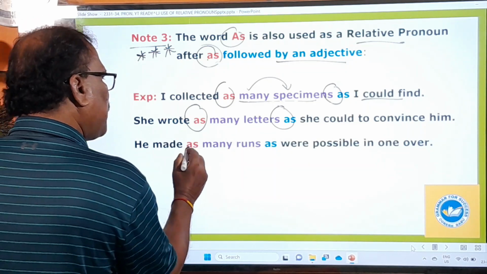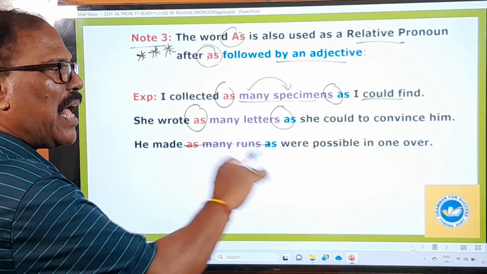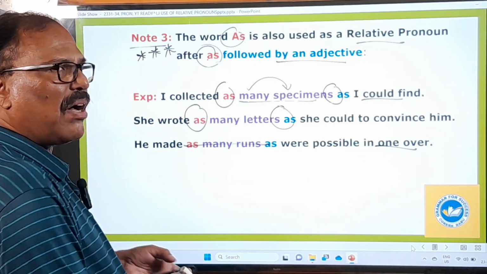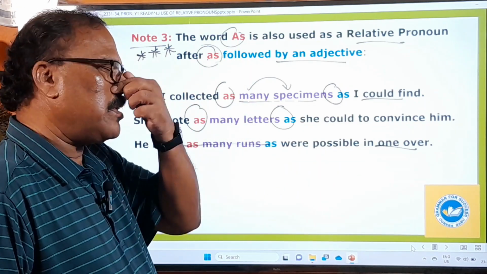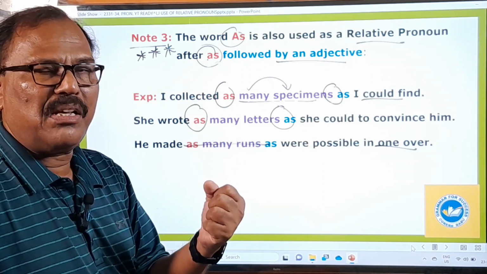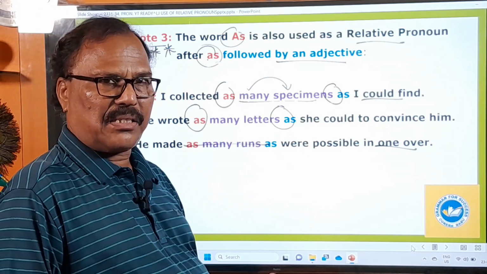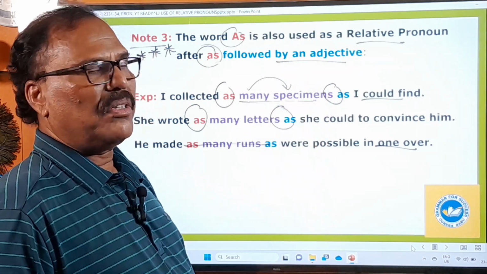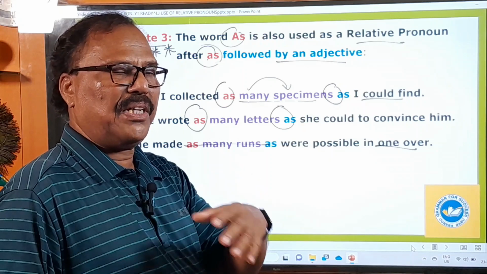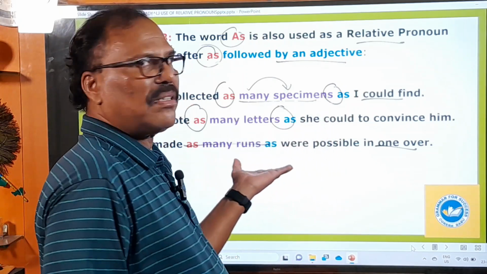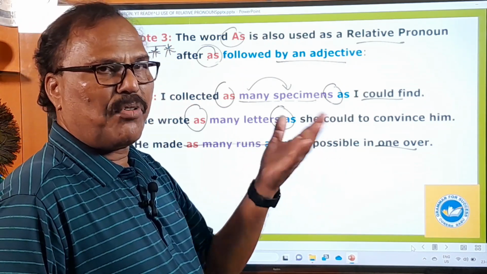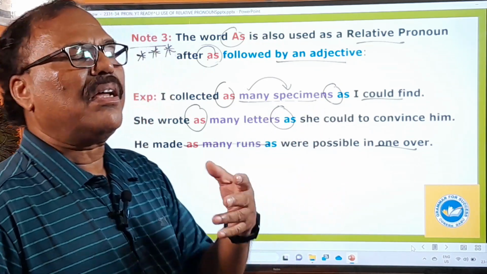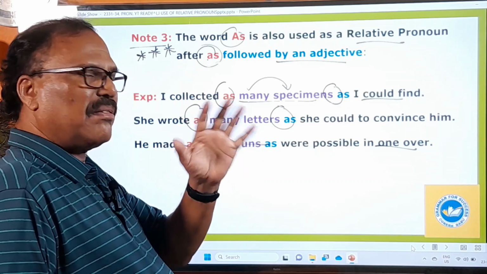He made as many runs as were possible in 1 over. In 1 over, how many runs are possible? In an over there are 6 balls. 6 balls means 6 sixes is 36, not more than that. Of course, if there are no balls, it will go up. So if the batsman hits each ball for 6, 6 sixes, 36. Of course, if 1 or 2 no balls are there, then 2 more balls are added. In this way, 30, 40 runs are possible.